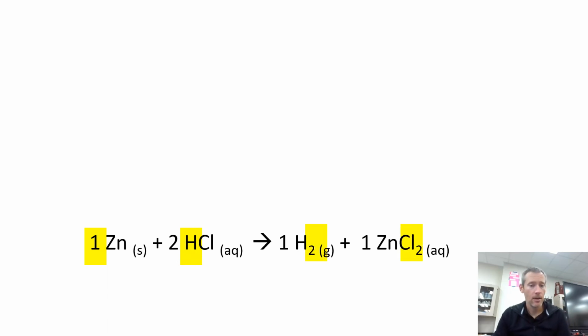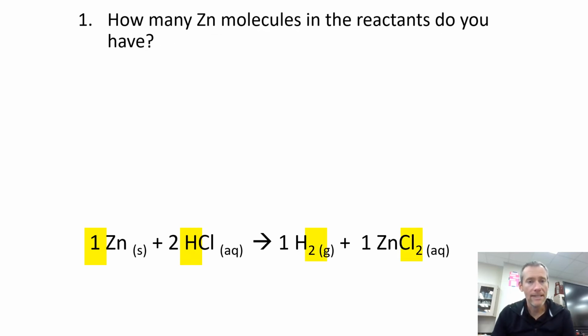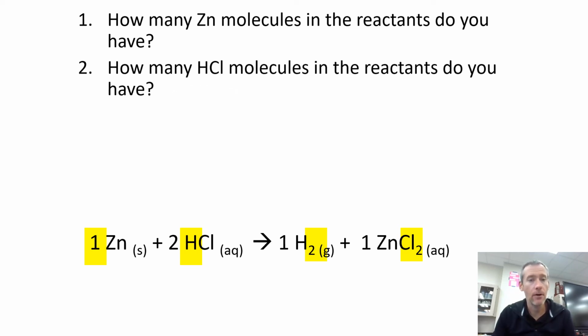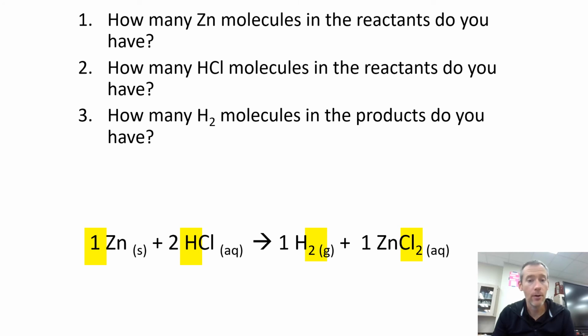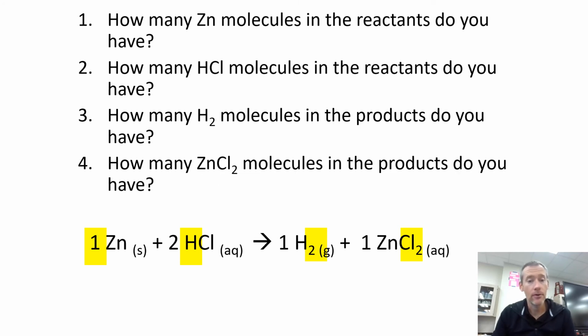We have zinc, HCl, H2, and ZnCl2. How many zinc atoms, how many molecules of HCl, how many molecules of H2, and how many molecules of ZnCl2? So those are your coefficient numbers. You should have 1, 2, 1, and 1.